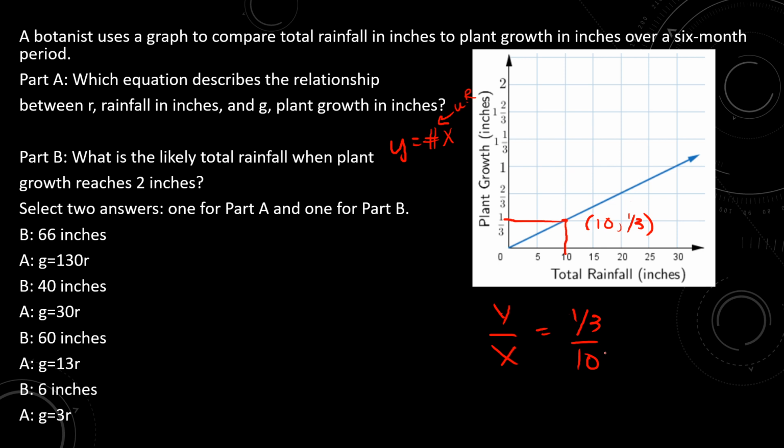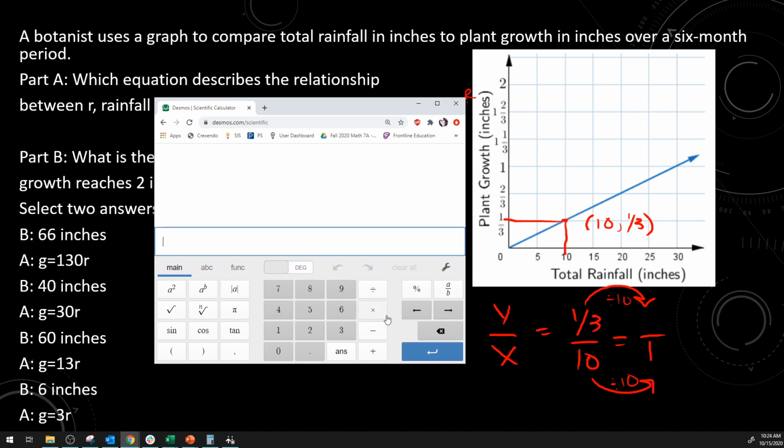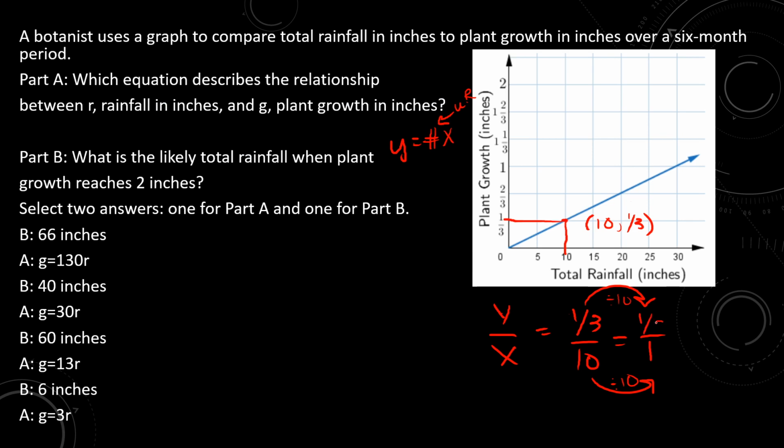Okay, and I need a unit rate, which means I need to have a 1 in the denominator, so I'm going to divide both top and bottom by 10. And you can absolutely pull open your calculator to help you with this. I would recommend it just so that you're not spending forever dividing these two numbers. So I'm going to pull over my Desmos, and I'm going to do 1 over 3, and I'm going to divide that by 10. And when I look here, that gives me 1 over 30. So that means that my unit rate is going to be 1 over 30.